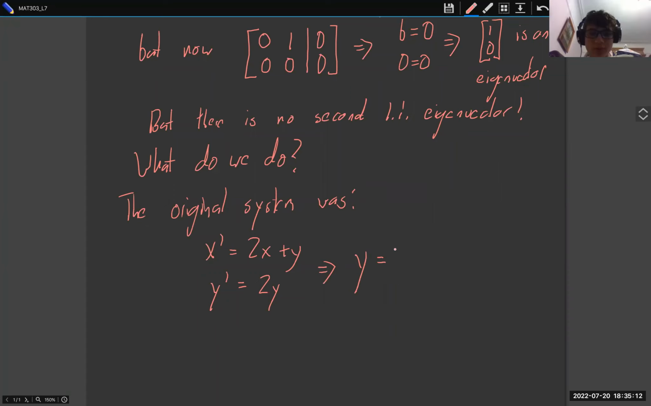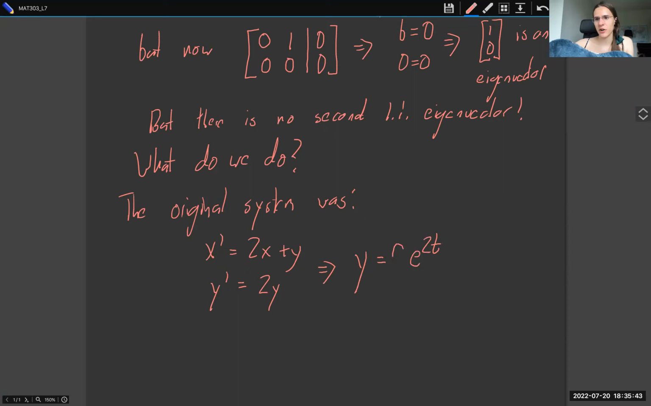So just looking at the second equation, this is a separable equation, right? And you've seen this example enough times that maybe you can see what the solution is going to be right away, with a constant. I mean, e to the 2x. Oh, wait, e to the 2t. Let's use t as our variable. So c e to the 2t.